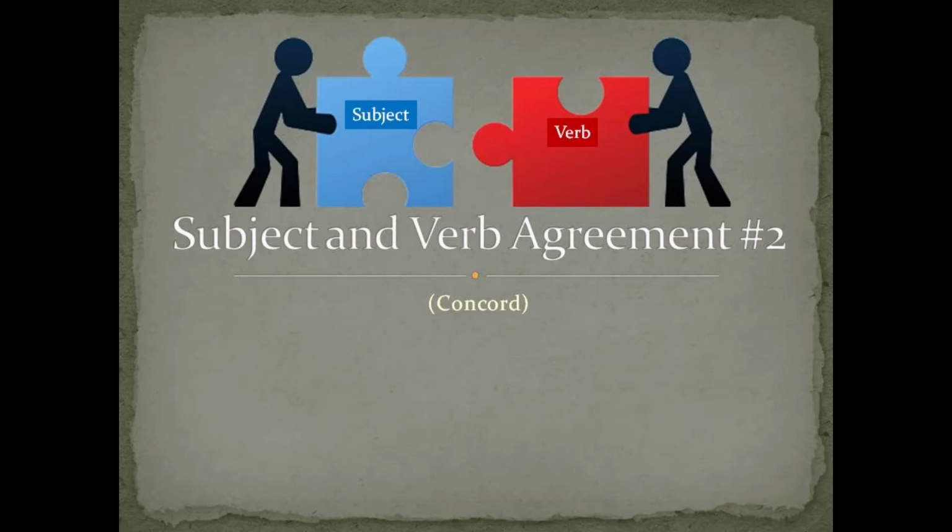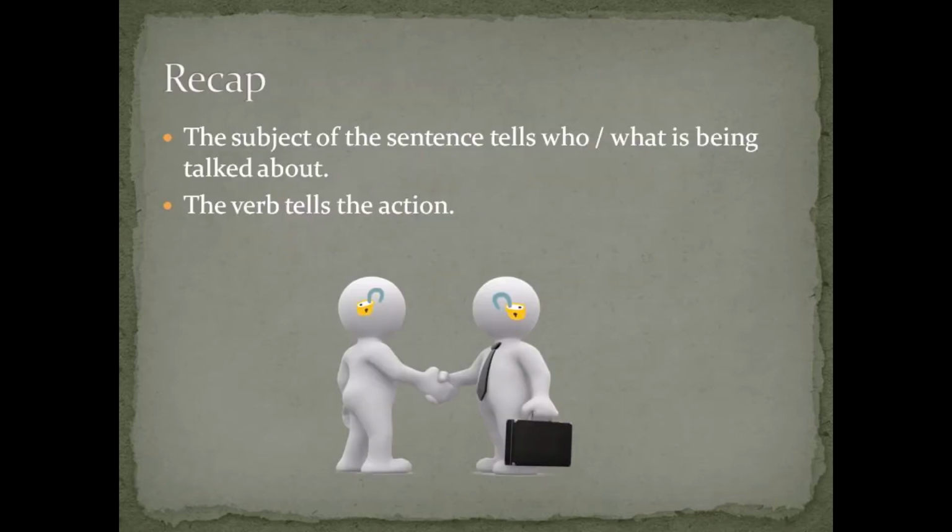Before we go into today's lesson, let us recap what is the subject of a sentence and what is the verb in a sentence. The subject of the sentence tells who or what is being talked about. The verb tells the action. Now, to agree means to be in unison, in harmony, or in one accord. And so we call subject and verb agreement concord because those two terms are synonymous to each other.